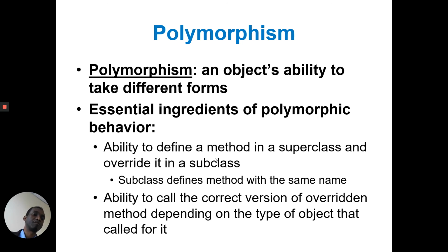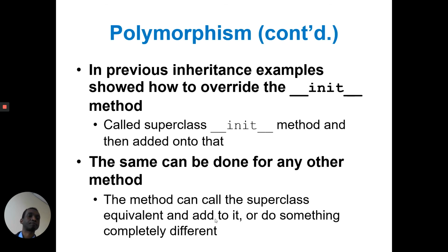Okay, the ability to define a method in a superclass and override it in a subclass. So the subclass defines a method with the same name. It will still be tires, and then the method, the function, the movement will be different. Instead of back and forth, it will be doing sideways. The ability to call the correct version of the overridden method depending on the type of object that called for it.